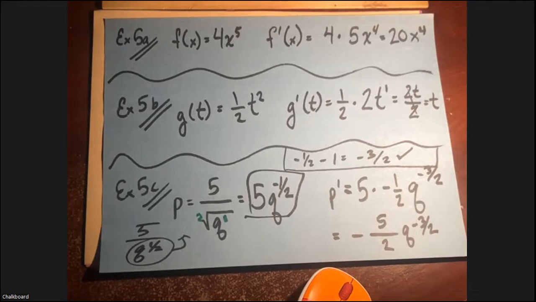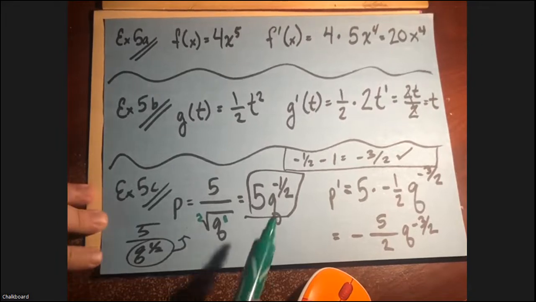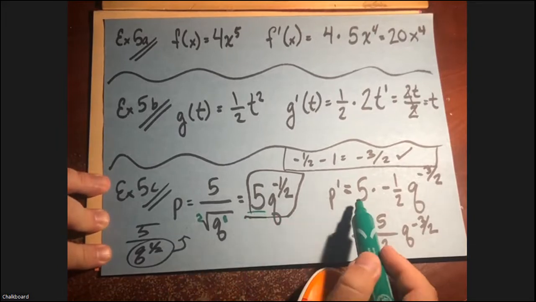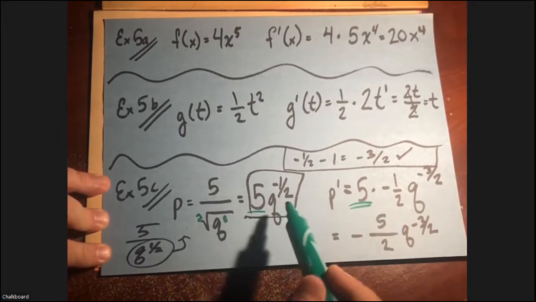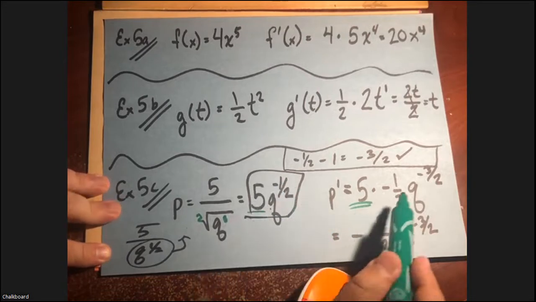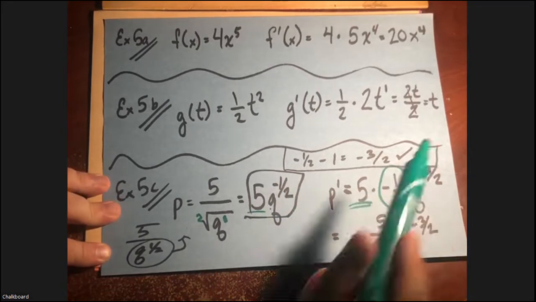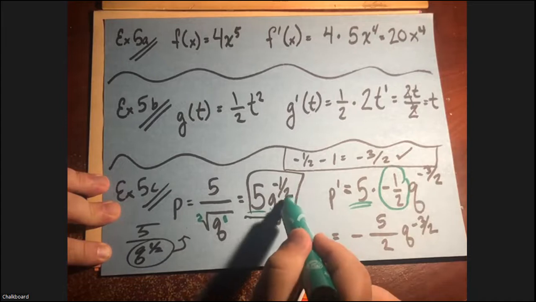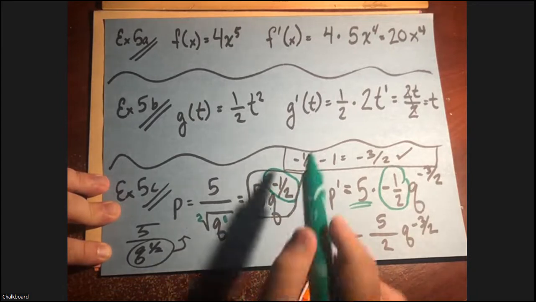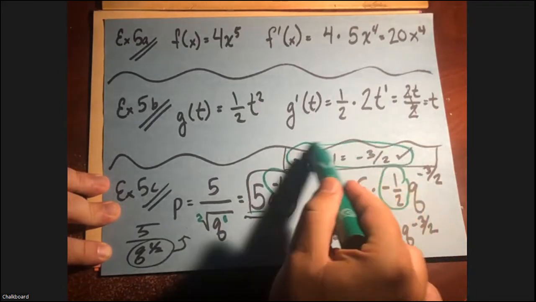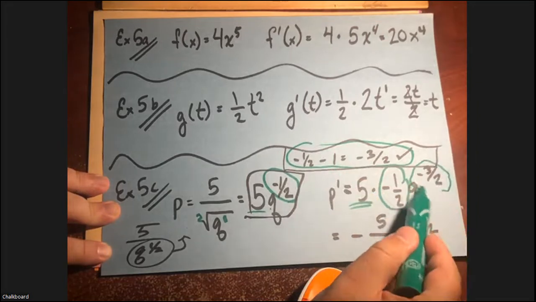And the power rule now being -1/2, we still follow all those concepts. 5 is going to be just ignored for a minute because of the coefficient rule. And then we have q to the -1/2. So -1/2 is the new coefficient. And then this has to be lowered by 1. So we take -1/2 minus 1, and we get -3/2, and that's why this is what you have.